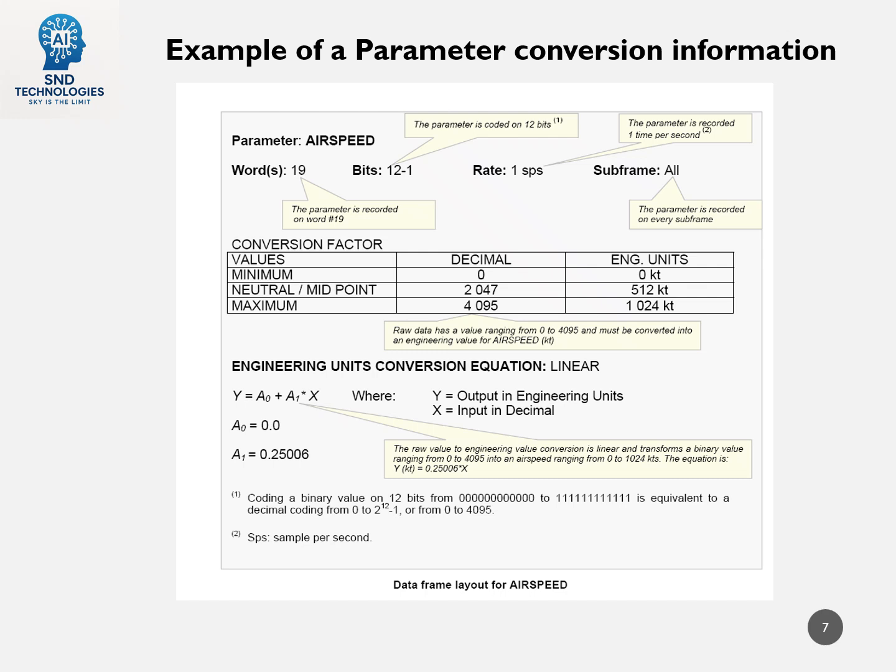So you have to put all this information inside your software so that if you ask for airspeed, it will see the 19th word, subframes 1, 2, 3, 4, bit number 1 to 12, multiply by this, and it will find out that the airspeed it displays is the actual engineering airspeed.